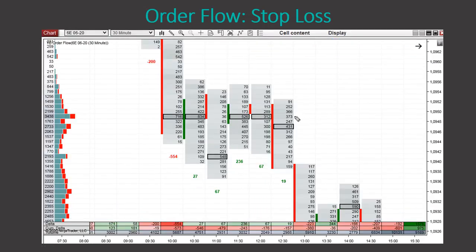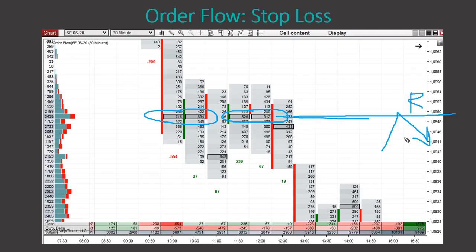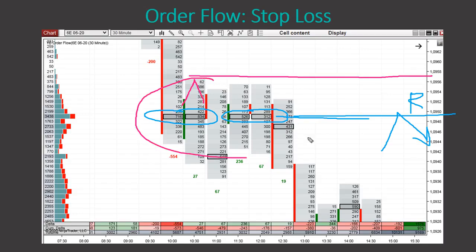Now in here there is a strong resistance. Those high volume nodes. So I would expect a selling reaction from there. The stop loss in this case, ideally at the top of this area. So this would be the stop loss, and in this case it's 7 ticks.